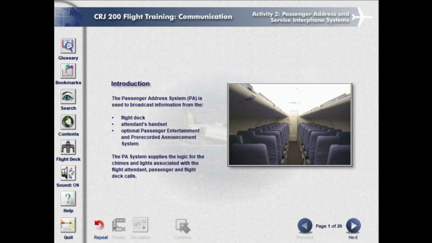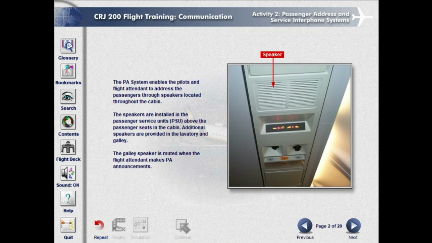Introduction. The Passenger Address System, PA, is used to broadcast information from the flight deck. Attendant's handset. Optional passenger entertainment and pre-recorded announcement system. The PA system supplies the logic for the chimes and lights associated with the flight attendant, passenger, and flight deck calls. The PA system enables the pilots and flight attendant to address the passengers through speakers located throughout the cabin.